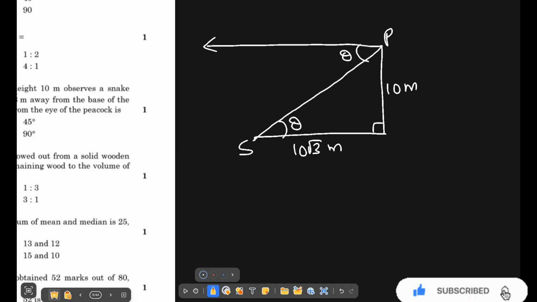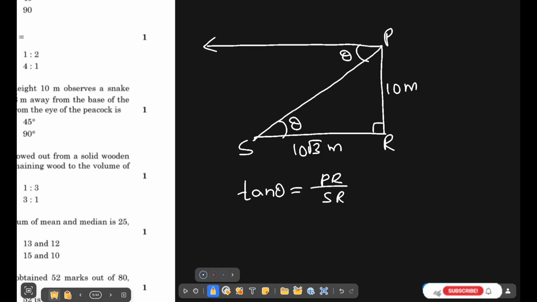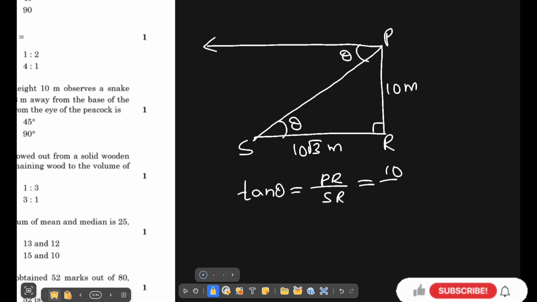For that, in the triangle, let us think this is R. In triangle PRS, with respect to theta, PR is the opposite side and SR is the adjacent side. Now let's take tan theta. Tan theta is equal to opposite side PR over adjacent side SR. So the opposite side is 10 and the adjacent side is 10√3.